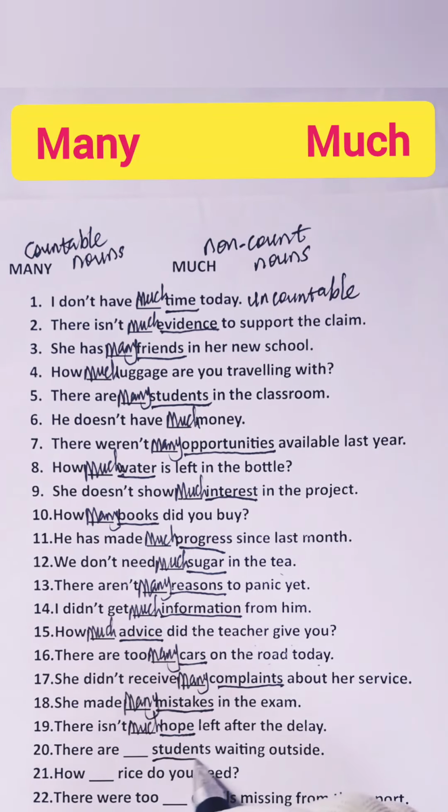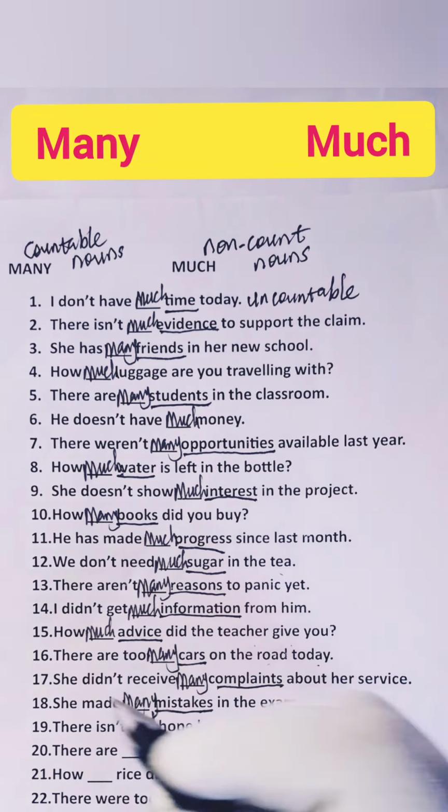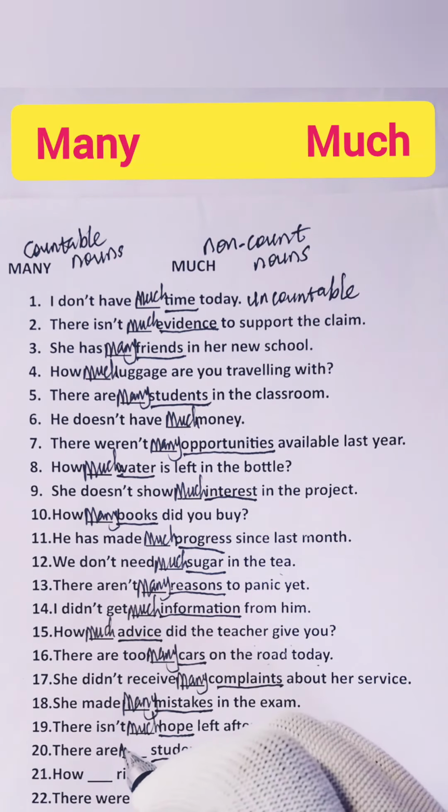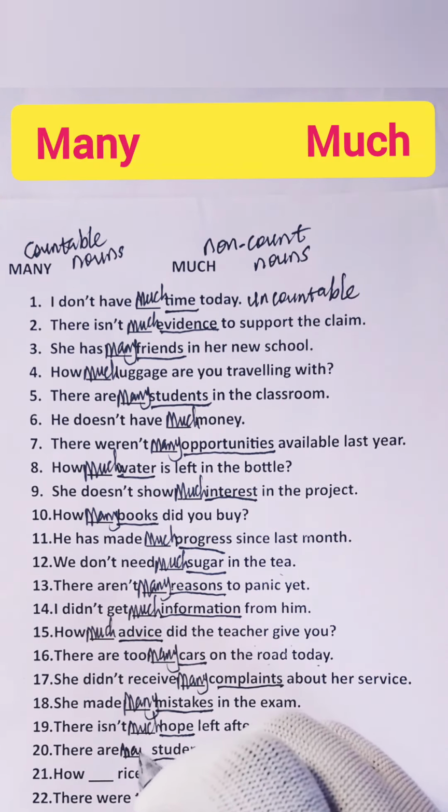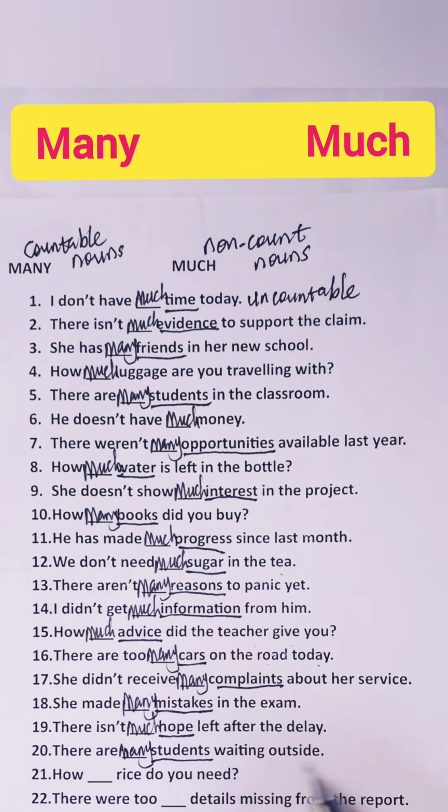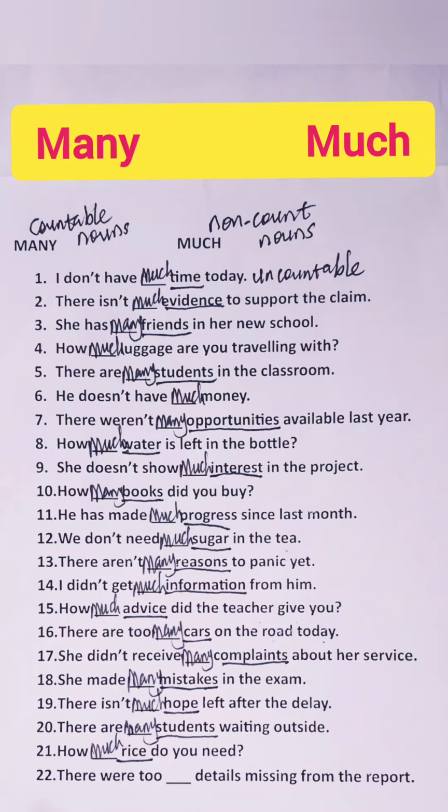Students is a countable noun. So the right word to use is many. Many students. How blank rice do you need? Rice is not a countable noun, so the right word to use is much. Never you say many rice. The right word is much. Much rice. And the last one.